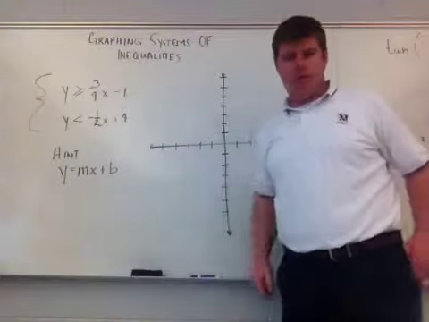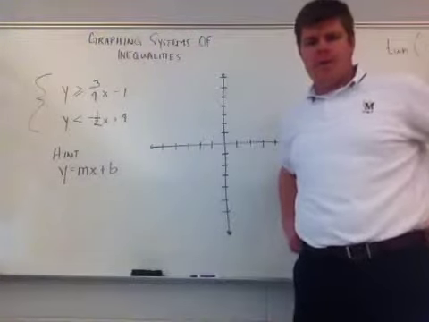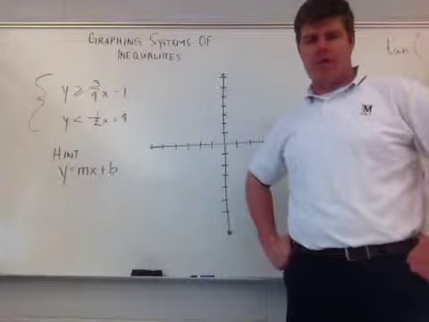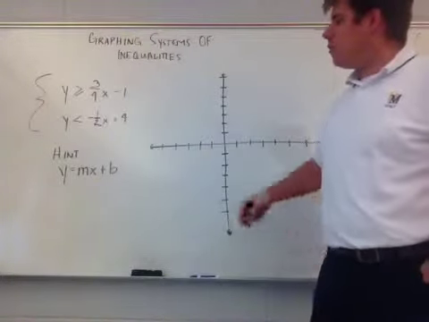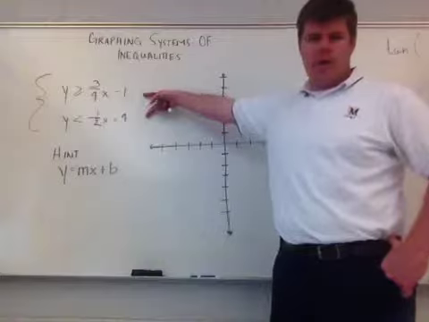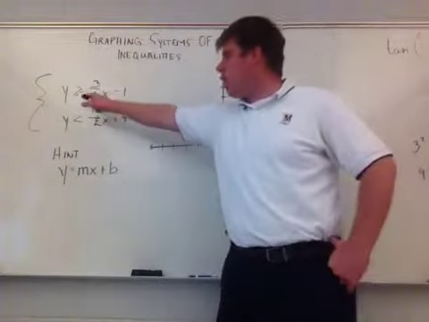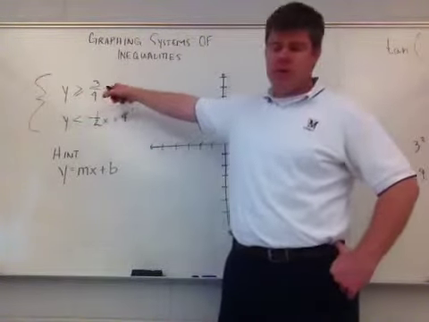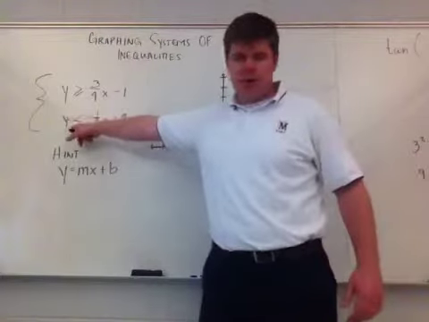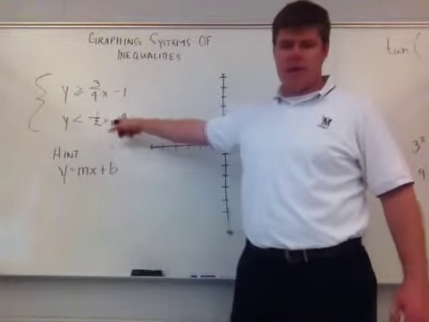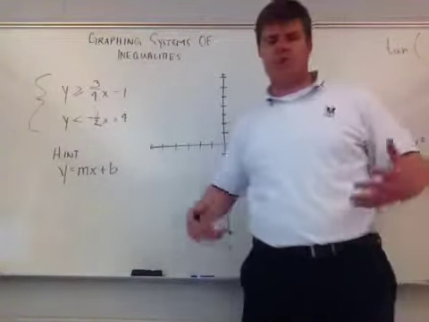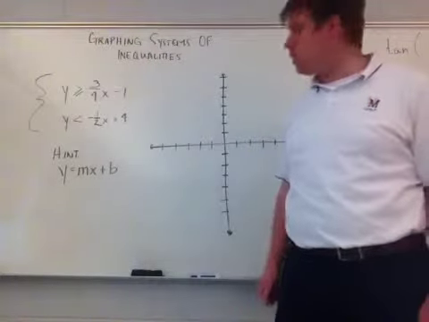Okay, hey, we're going to talk very quickly about what the graphs of a system of inequalities look like. I have this system of inequalities set up over here: y is greater than or equal to 3/4 x minus 1, and y is strictly less than negative 1/2 x plus 4. Those are the two that I'm going to graph. I'm going to take a look at what their solution looks like.